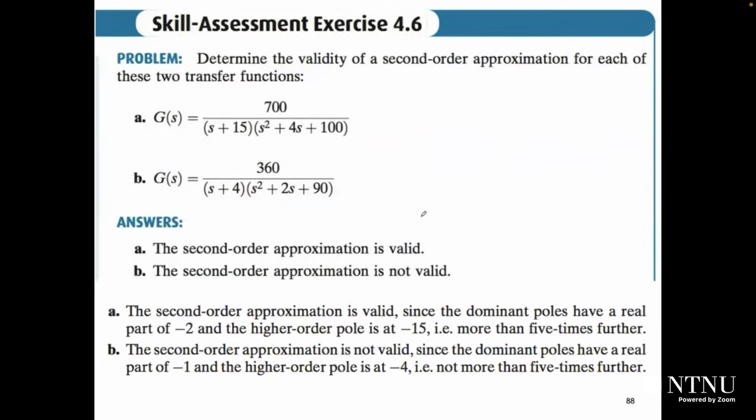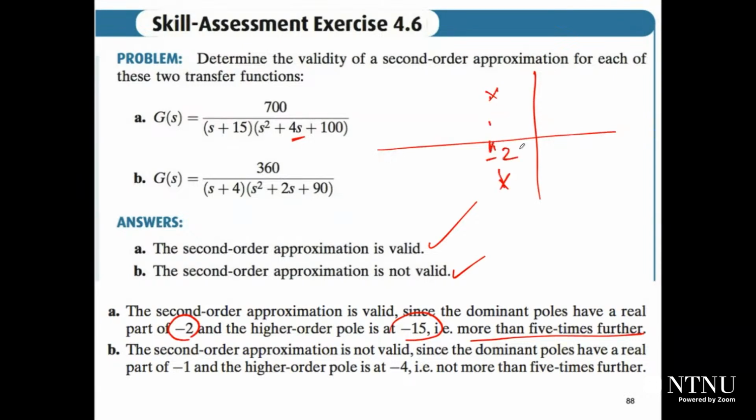So the first one can be approximated, but the second one cannot. Why? The approximation of the first one is valid since the dominant poles have a real part of minus 2, and the higher order pole is at minus 15, which is more than 5 times further. If we draw it one more time, this one will be at minus 2 and this one at minus 15. Since minus 15 is more than 5 times further away than the real part of the dominant poles, it is valid.